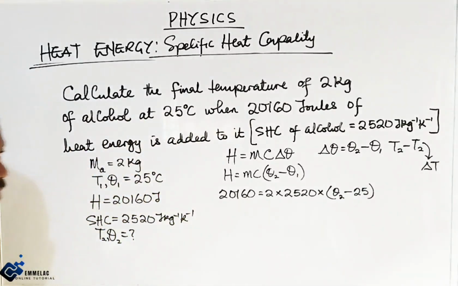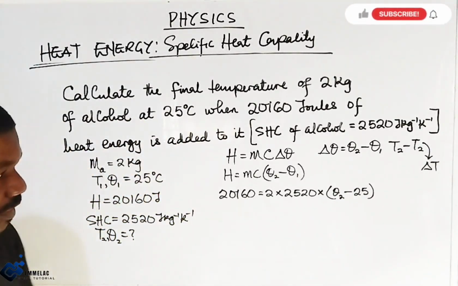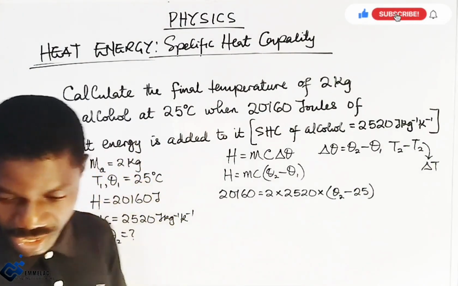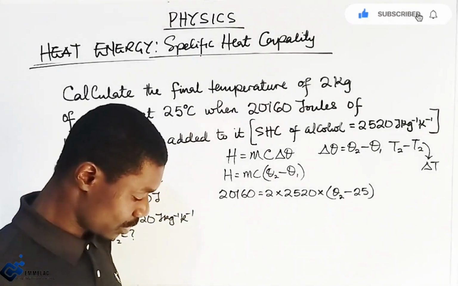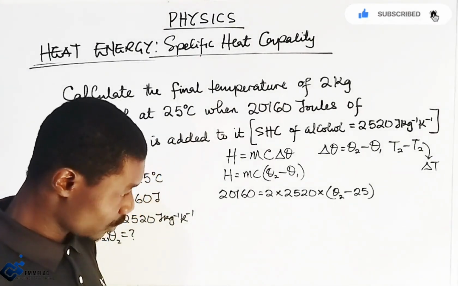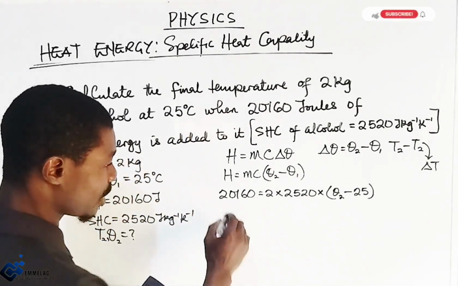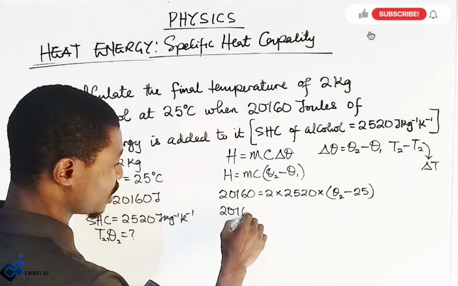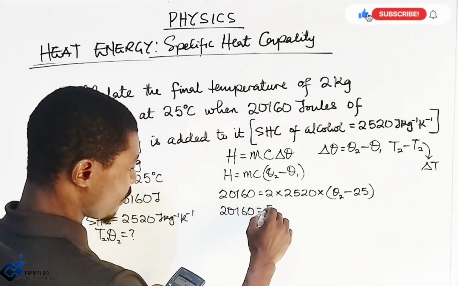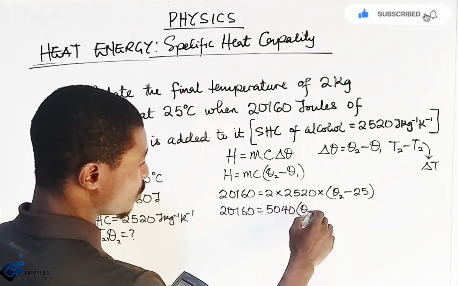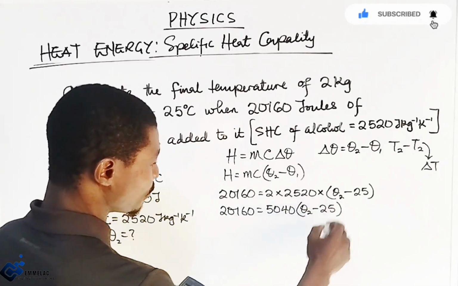Now close. What we need to look at now is how to simplify this. By calculation, 2 times 2520 will give us 5040. So here we have 20160 equals 5040, then open bracket, theta2 minus 25.